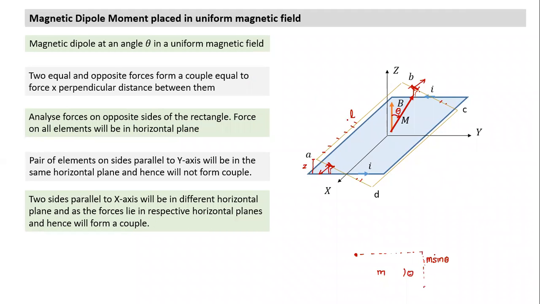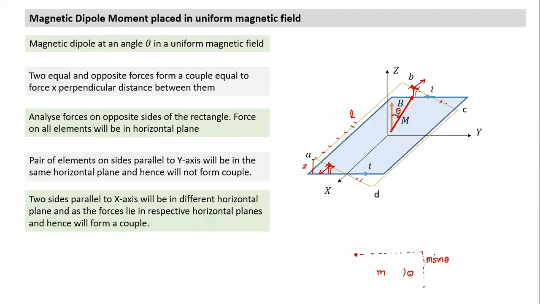First point I'm making: every single element's force will act in the horizontal direction. Why will the force always lie in the horizontal plane? Because the field is upwards. So if B is vertically upwards, the force has to be always perpendicular to B. The force will be in the horizontal plane.